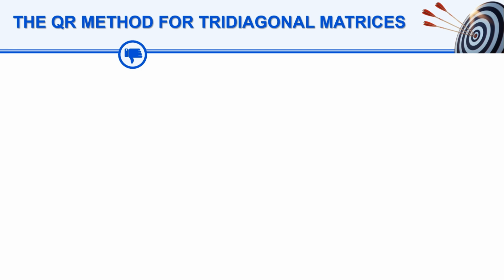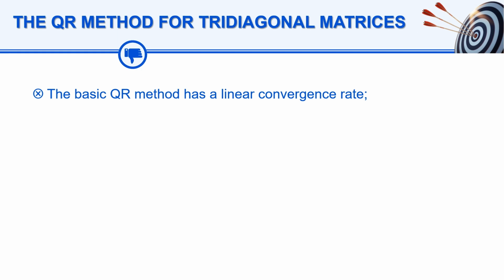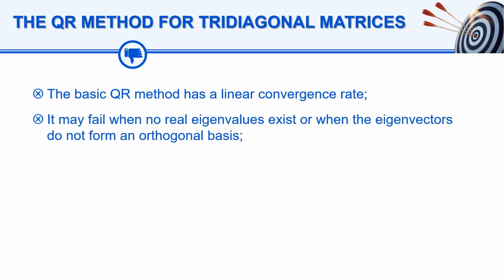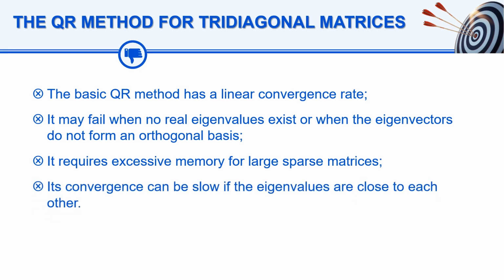The disadvantages of the method are: the basic QR method has a linear convergence rate. It may fail when no real eigenvalues exist, or when the eigenvectors do not form an orthogonal basis. It requires excessive memory for large sparse matrices. Its convergence can be slow if the eigenvalues are close to each other.